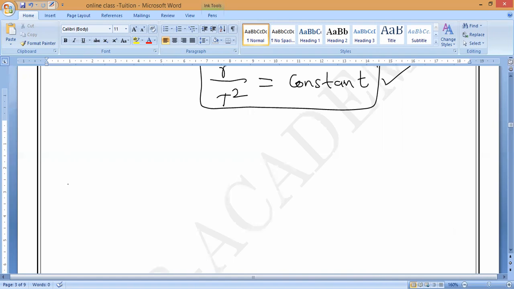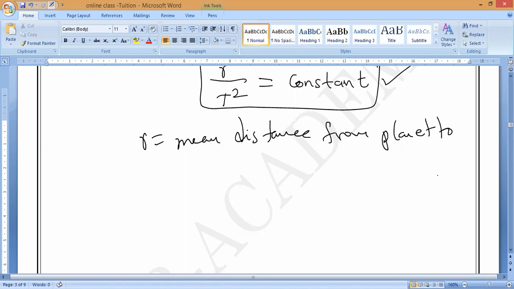R is equal to the mean distance present between what? Mean distance of the planet from the sun. Mean distance between the planet and the sun. Next, what is T? Time period of the planet. Time period of the planet.